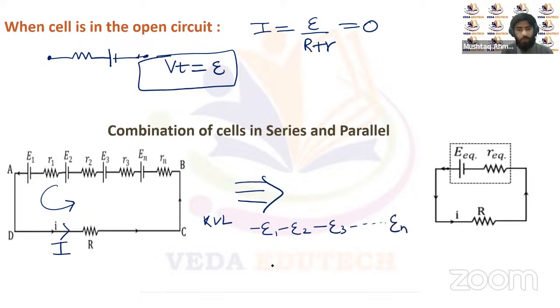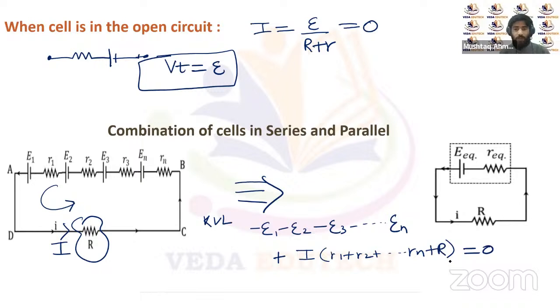And plus, we will have the equivalent resistances, or rather the current flowing through these internal resistances. That will be I, moving in the same direction as the current. So it will be I times (R1 plus R2 plus so on up to Rn), and finally there will be the external resistance, the load resistance, which will be R, equal to 0.